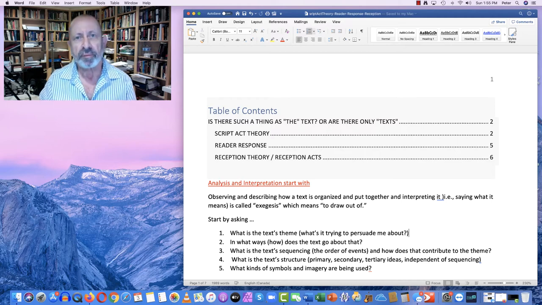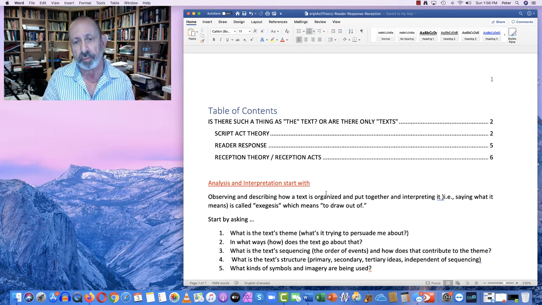The purpose of this discussion is to give you some more tools for your toolbox as you begin to analyze the stories in this course, but also to change your sensibility, to change the way that you think about a text when you begin to interrogate it and ask questions about it. We are going to be talking about three different things. Speech act theory is the first, reader response is the second, and reception theory is the third.